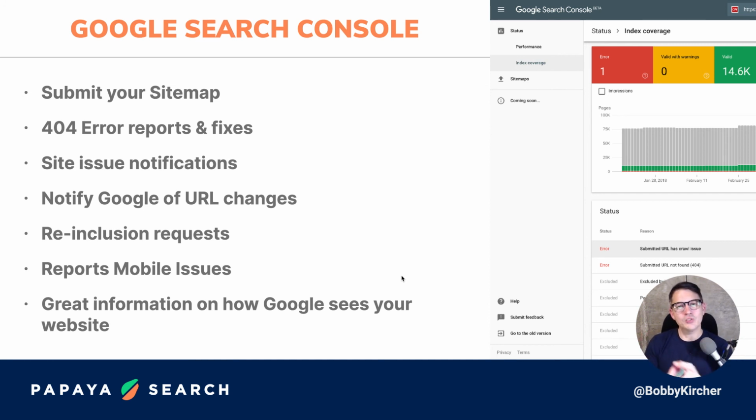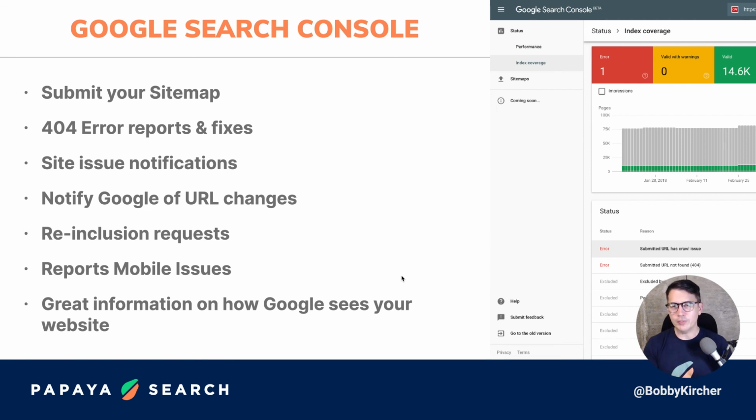So you can send them to Google, you can send them to Bing, and I recommend registering your site with Search Console if you haven't done so already. Because not only can you submit your sitemap, but it'll give you 404 error reports. It'll give you all kinds of site notifications. It'll tell you if it has trouble crawling pages. It'll tell you if you have malware. You can look at keyword data.